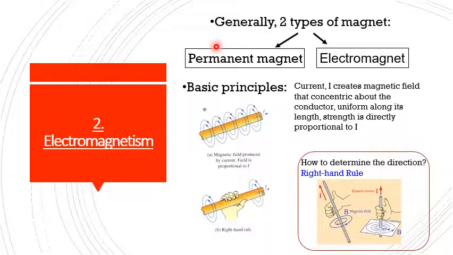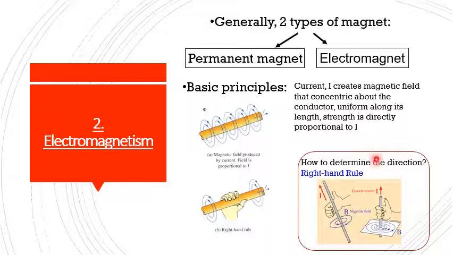Generally, there are two types of magnet. The first is the permanent magnet, and the second is the electromagnet. For a permanent magnet, the magnetic field is already there. For an electromagnet, the basic principle is that current must flow in a conductor, and it will create a magnetic field around the conductor. The current creates a magnetic field concentrated about the conductor, uniform along its length. The strength is directly proportional to I.